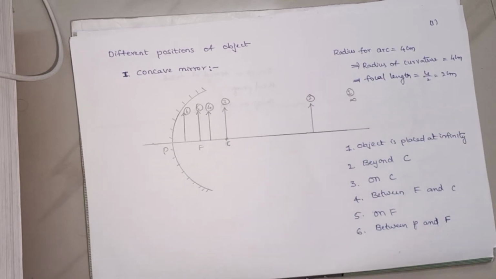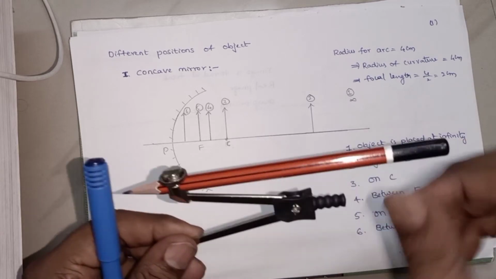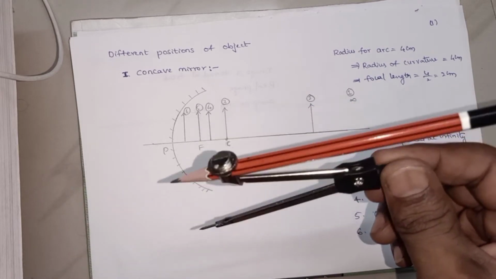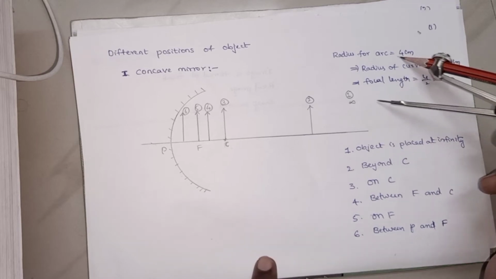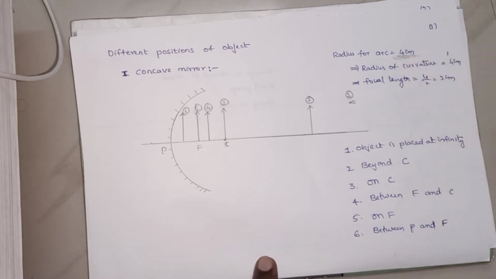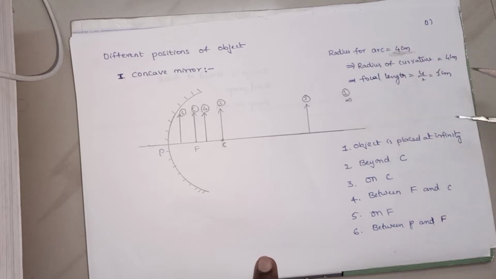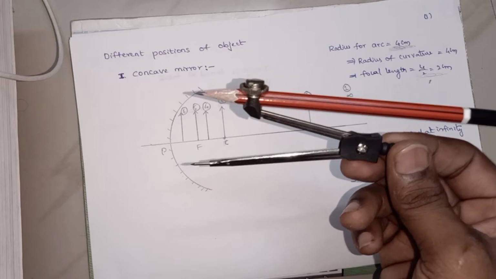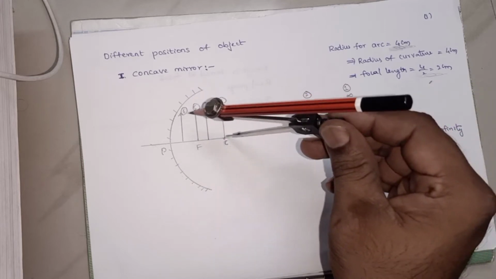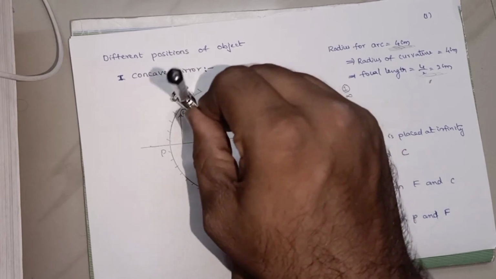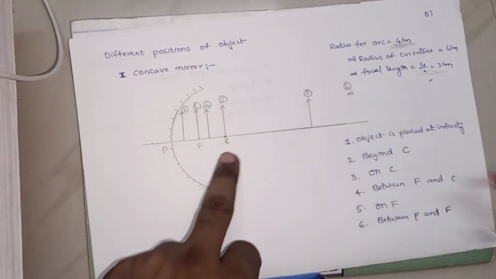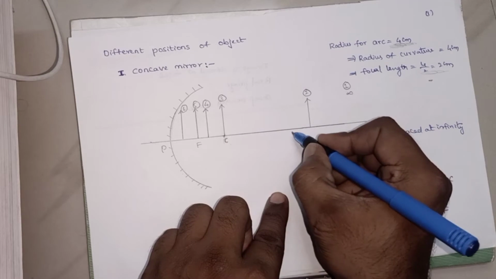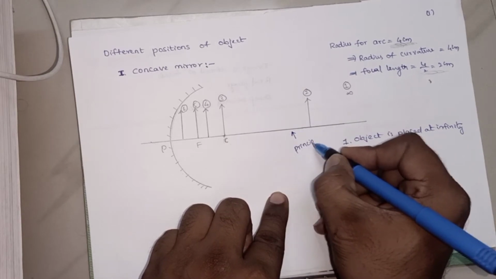Here, in order to draw the ray diagrams, I use the arc or radius as 4 centimeters. This arc length is nothing but the radius of curvature for the concave mirror, and half of it is the focal length, which is 2 centimeters. So I have taken the radius of curvature as 4 centimeters, so that I have drawn one arc like this. Then I have the point center. Then I will draw the principal axis.